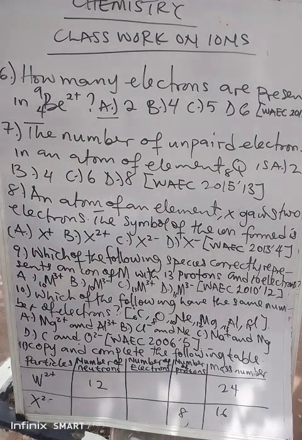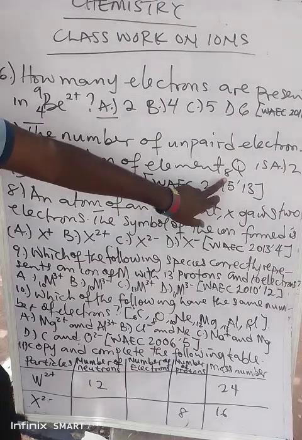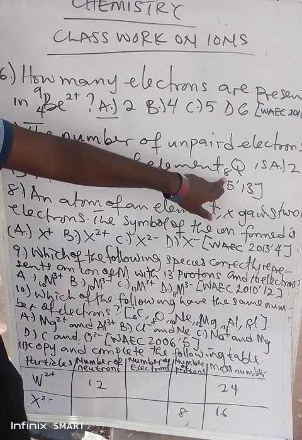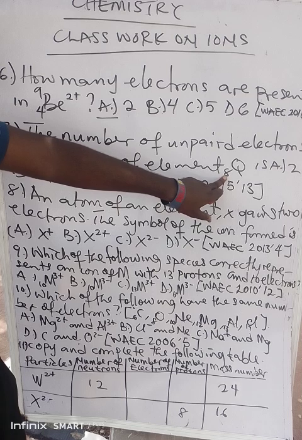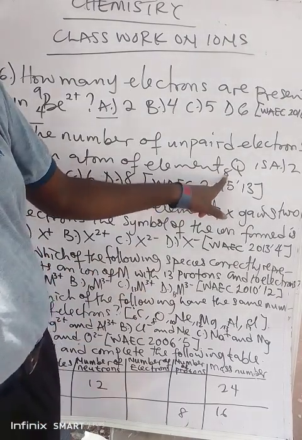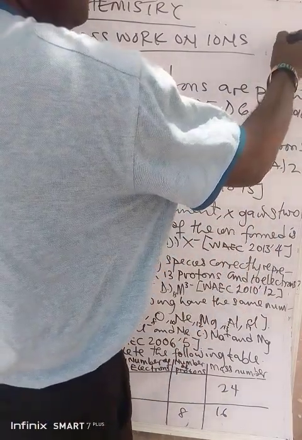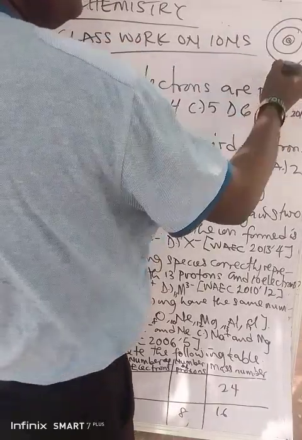The number of unpaired electrons in an atom of element Q8. When I say Q8, this 8 means what? The atomic number, which is proton number and electron number. It does not carry any charge. So it means that this 8 is also the electron number. So you are going to draw the atom that we did last week. The configuration of 8 is what? 2:6. So for 2:6, you will draw something like this. Q at the center, 2 rings, 1, 2. K shell.